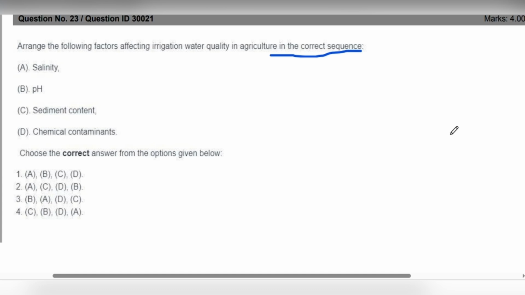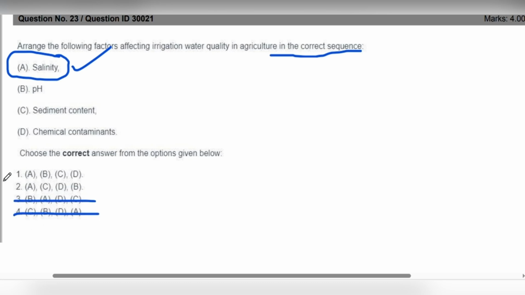So for irrigation water, the main important thing is salinity. Here, since they have not mentioned in the order of least importance to highest importance, we will go with the standard order of highest importance to lowest importance. So the highest will be salinity, that is for sure. So option 3 and option 4 are already gone. So either it will be 1 or 2.